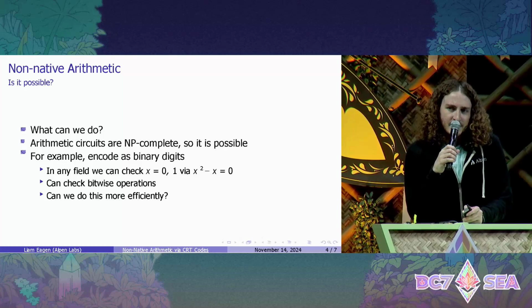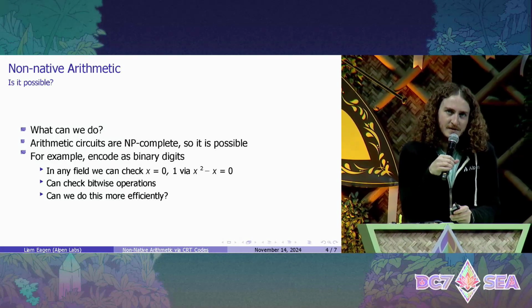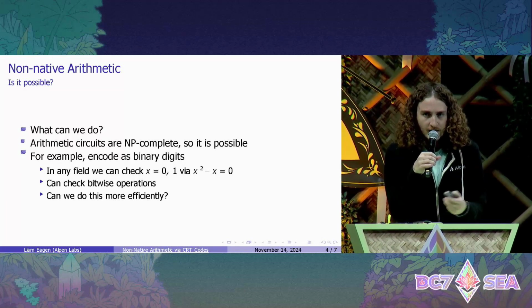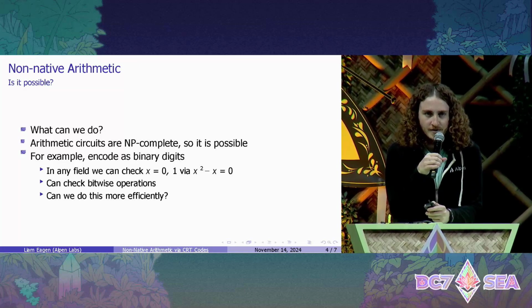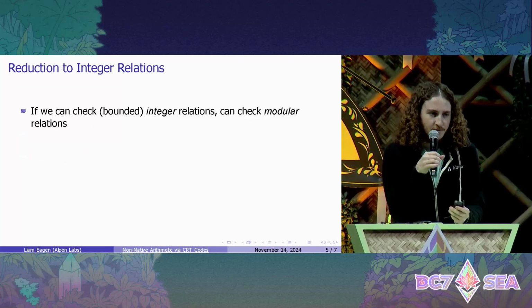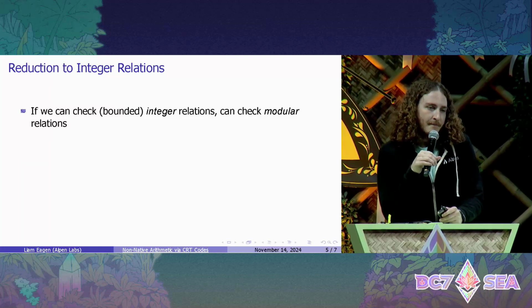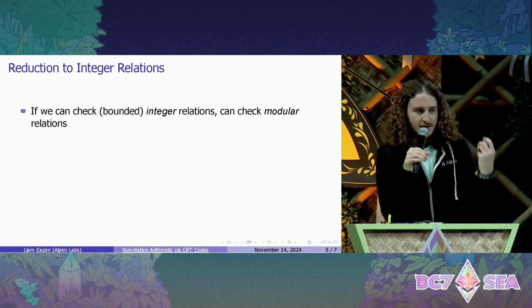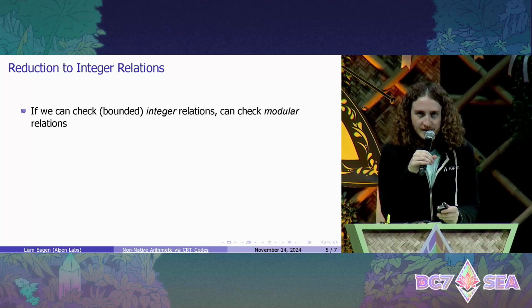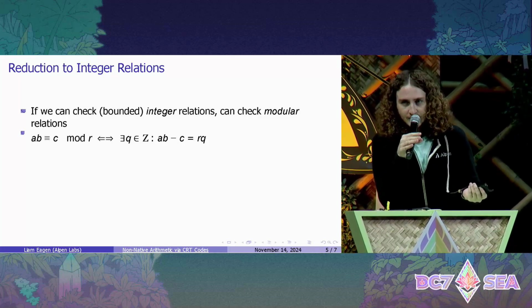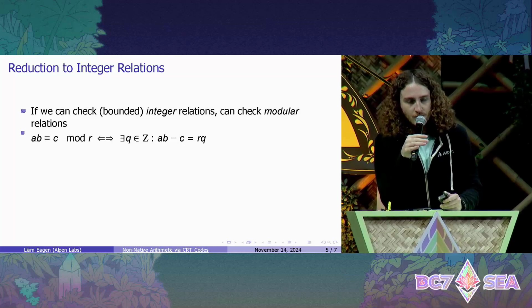And intuitively, you'd expect it to be possible to do something better because fields are similar. They wrap around, but for small values, they behave kind of like the integers. You're just adding numbers, and if you don't exceed the modulus, then maybe we can exploit that somehow. And that's what we're going to try and do. So the first observation is that to check modular arithmetic, we just have to check integer arithmetic, because if you want to check something mod r, this is the same thing as just checking some integer relation for a quotient.